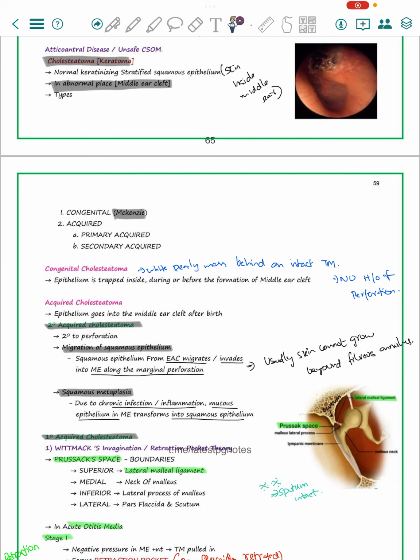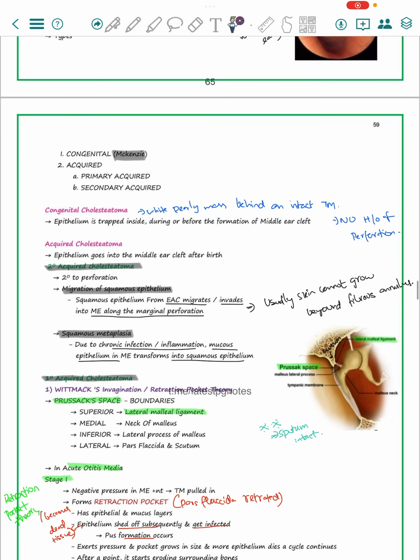Normally in the middle ear there will be a mucoid epithelium present, but in cholesteatoma a squamous epithelium mass will be present. This cholesteatoma is of two types. It may be congenital or it may be acquired. In congenital, during the formation of the middle ear cleft before birth, some epithelium is trapped inside. It will appear as a white pearly mass behind an intact tympanic membrane.